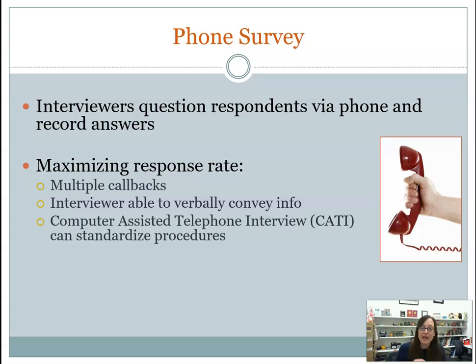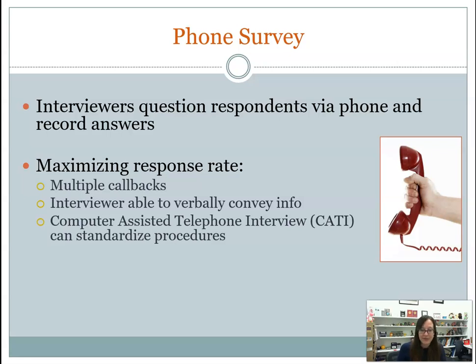The interviewer has to also be able to verbally convey the information because you can't use any kind of visual aids, you can't use pictures or graphs or anything like that. So you have to be able to describe the questions, the concepts, the vocabulary easily so that anybody can understand it. We can use what's called CATI, or computer assisted telephone interview, or some other software like that, but something like that can help standardize some of the procedures.